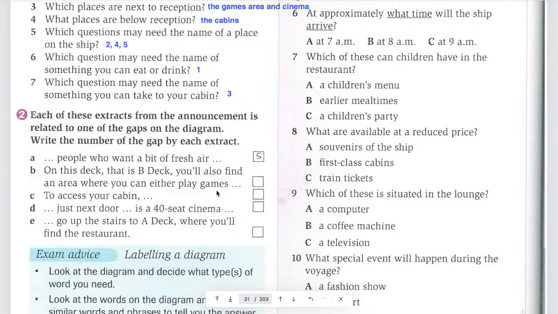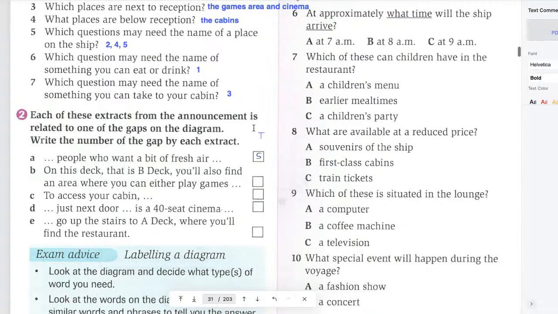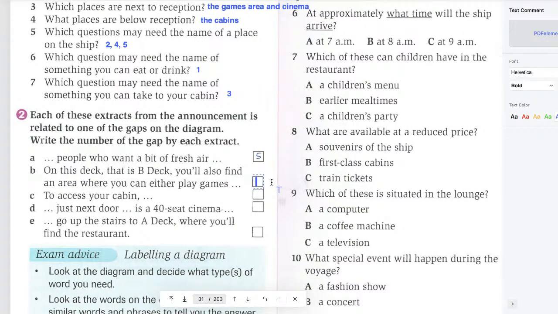B. Kiệt, read that. On this deck, that is the deck, you'll also find an area where you either play games. Yes. Is number 4. Yeah, you see, play games. Okay, something related to games area, right? So that should be number 4.